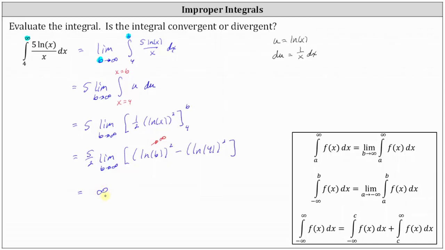So because positive infinity is not a real number, the limit doesn't exist, and we say the integral is divergent or diverges. When the limit does exist, and we have a real number for the value of the improper integral, we say the integral converges or is convergent.